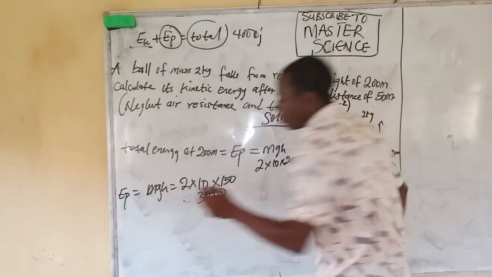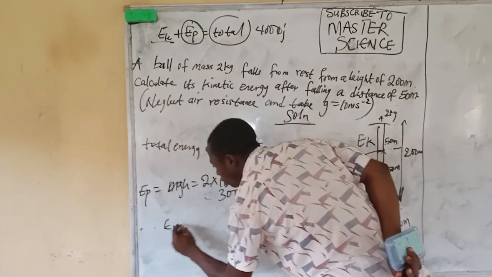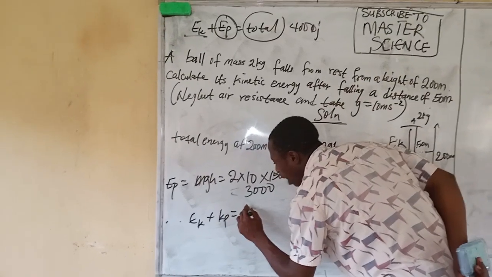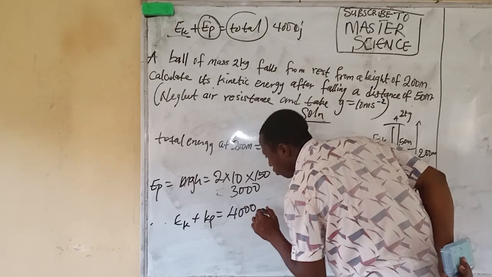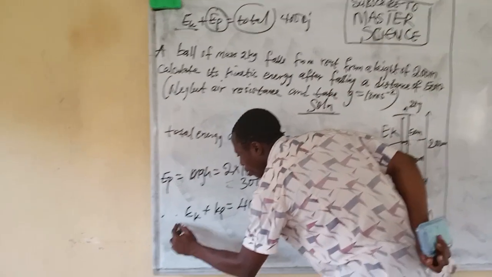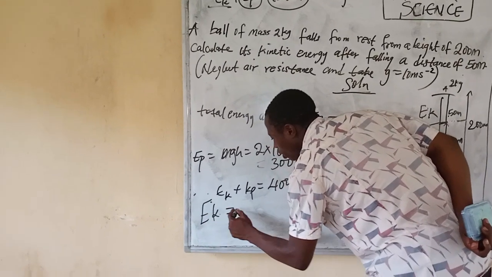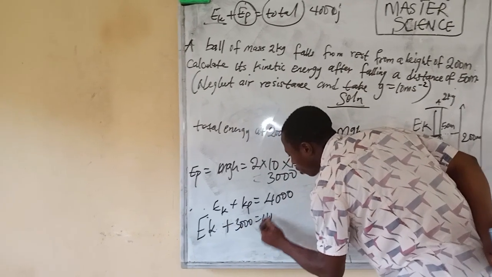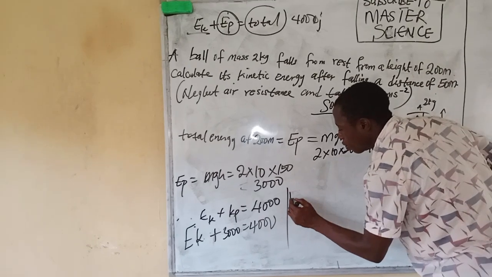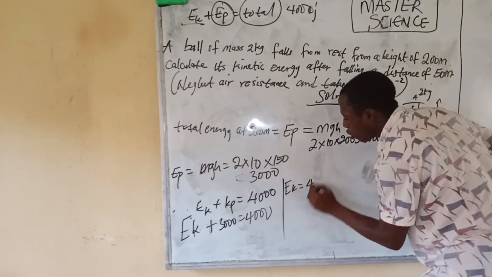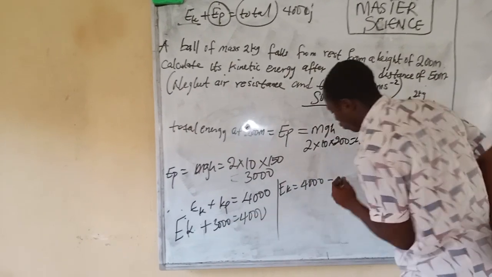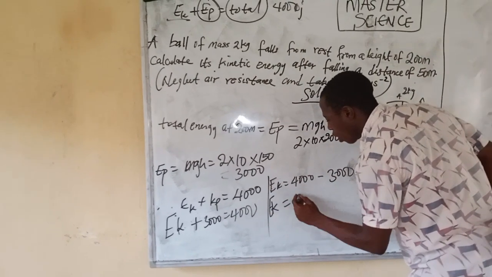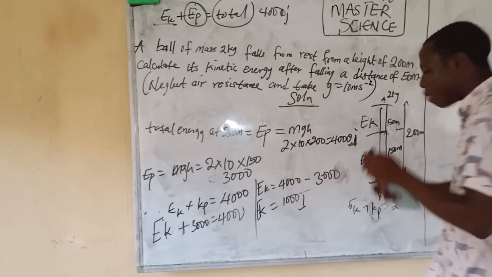So therefore our kinetic energy: kinetic energy plus potential energy is equal to total energy, which is 4,000. Our potential energy is 3,000. Kinetic energy is 4,000 minus this 3,000. So kinetic energy is equal to 1,000 joules. That's my kinetic energy.